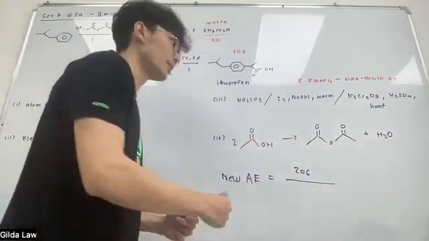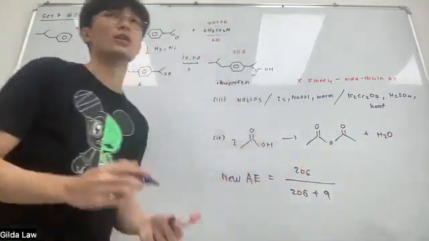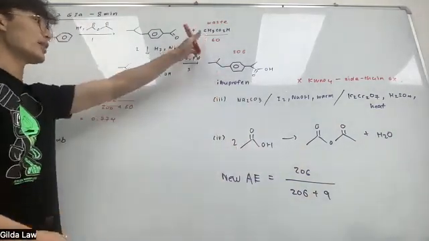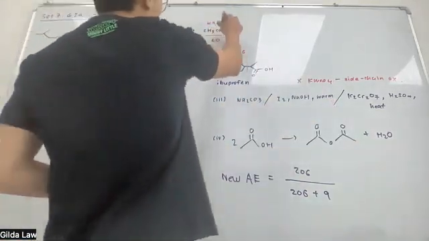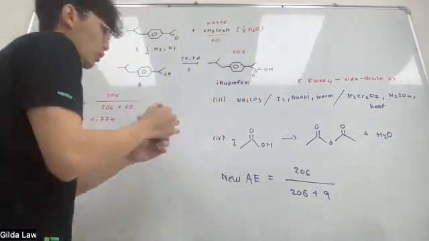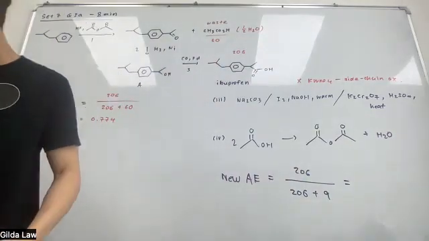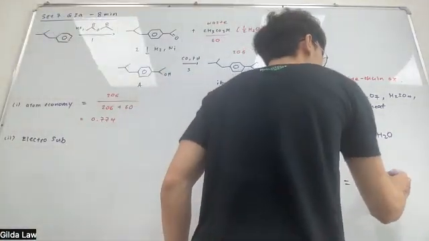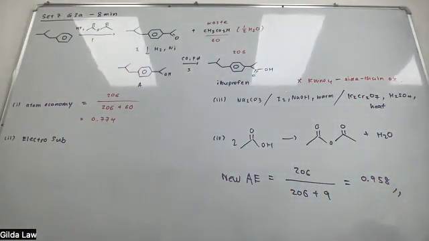So what do we do here? 206 plus 9, not 18. Why 9? Just be careful here. They say you need 2 ethanoic acid to produce 1 water. So based on this pathway, 1 ethanoic acid can only produce half of water. So you need plus 9. Then the answer here should be a lot higher, I think it's like 90% or something. Okay, 95.8%. Clearly, you are improving the efficiency of this experiment.